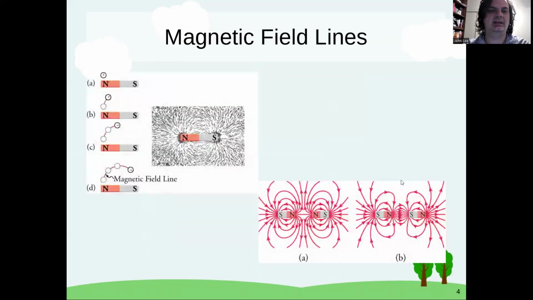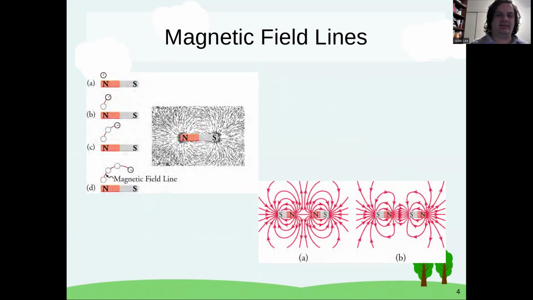So another thing that you'll see is magnetic field lines. Magnetic field lines are just lines like electric field lines or gravitational field lines, like we were talking about, where it's going to inform how forces act on magnetic bars, or bar magnets, or magnetic dipoles.